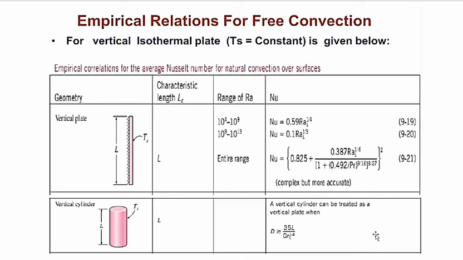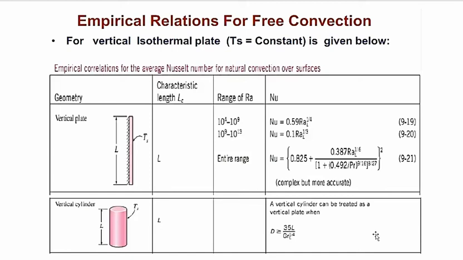For the range 10 raised to power 9 to 10 raised to power 13, the Nusselt number will be 0.12 Rayleigh number raised to power 1 by 3. And for the entire range, we can take the value Nu equal to 0.825 plus 0.387 Rayleigh number raised to 1 by 6, divided by 1 plus 0.492 by Prandtl number raised to 9 by 16, the whole to the power 8 by 27, and the whole raised to power 2. It is more complex, but gives the accurate value.